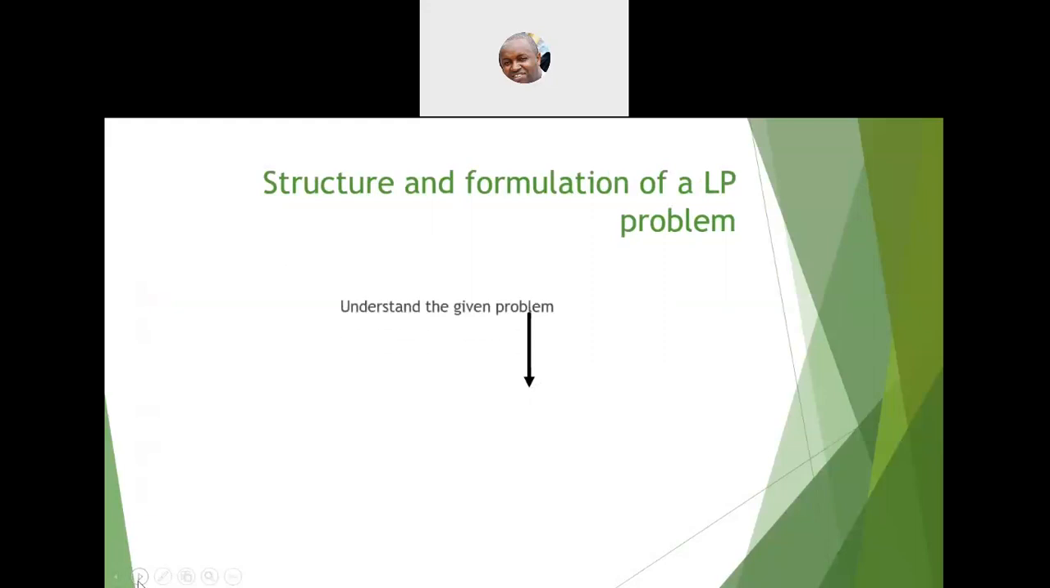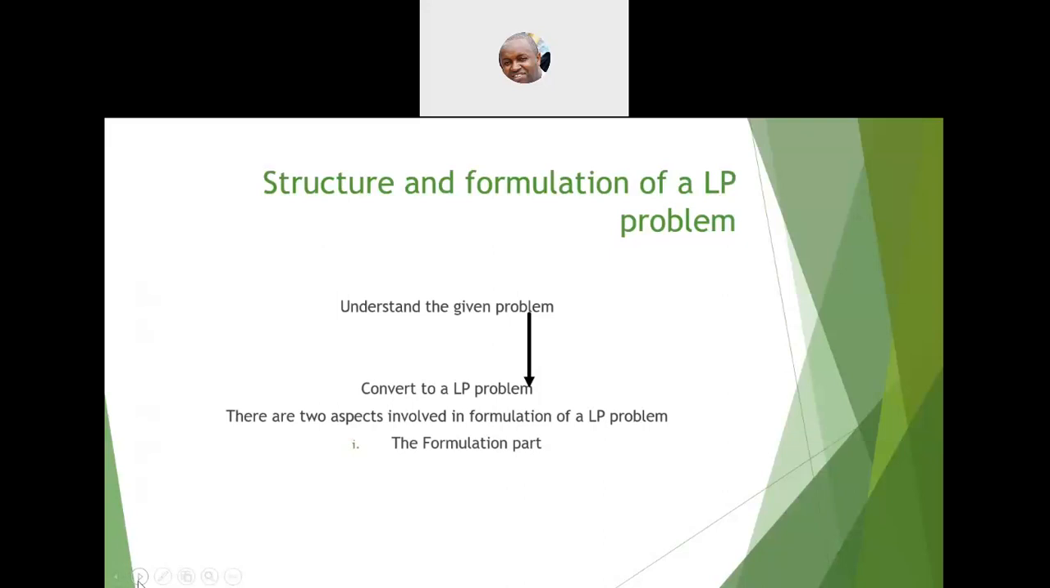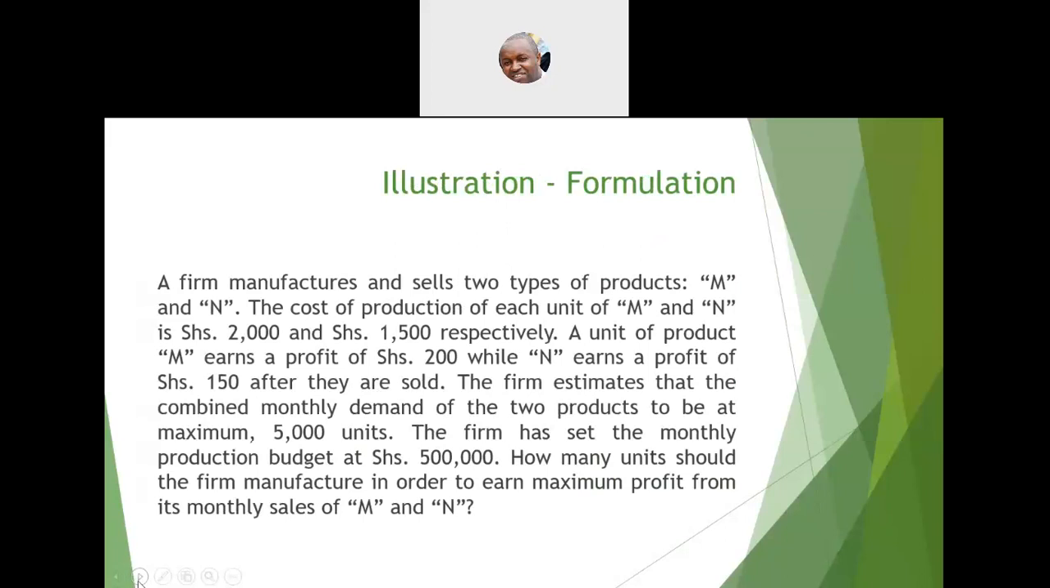So what we are saying then, you must understand the given problem, and thereafter you convert it to a linear programming problem, which we said has two aspects involved in the formulation and solving of a linear programming problem. The first one is the formulation part, and the other one is the solution part. In this video, we'll deal with the formulation part. In a later video, we'll look at the solution.